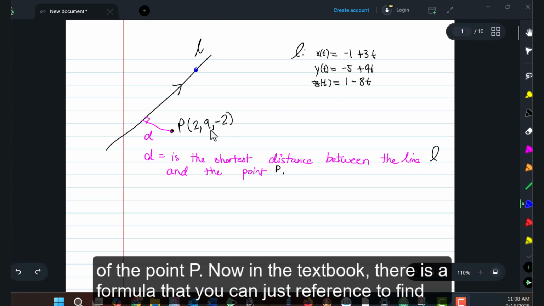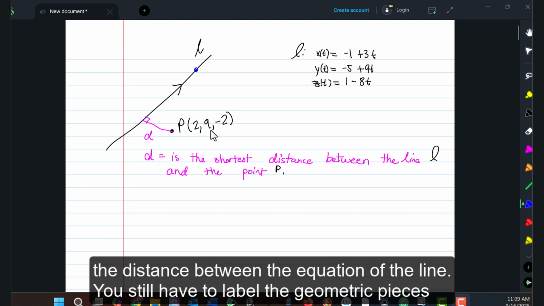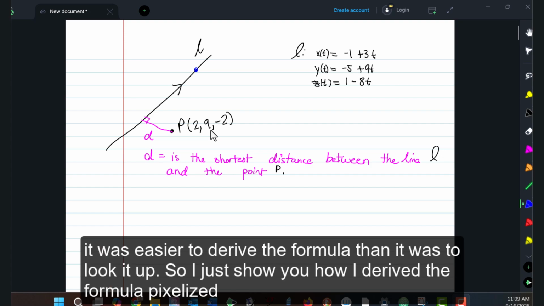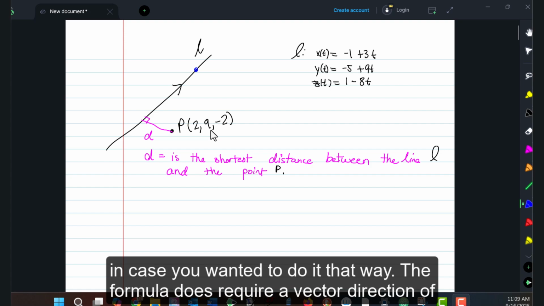Now in the textbook, there is a formula that you can just reference to find the distance between the point and the line. You still have to label the geometric pieces that you need for that formula. It's actually not much work, and I show that out here, but for me, it was easier to derive the formula than it was to look it up, so I just show you how I derived the formula picture-wise in case you wanted to do it that way.